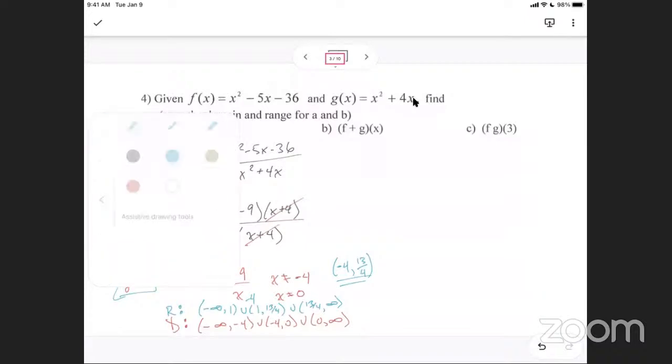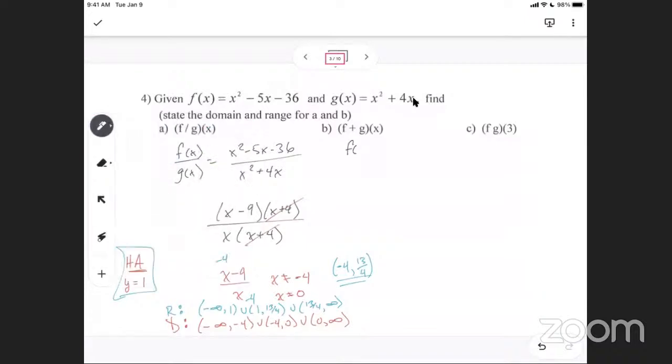These other ones are relatively easy because this is just f of x plus g of x. So you just add them together and you're just going to get a standard polynomial, right? So if I add them together, it's x squared minus 5x minus 36 plus x squared plus 4x. So you get 2x squared minus x minus 36. And that's your function. We'll call it h of x, the sum.